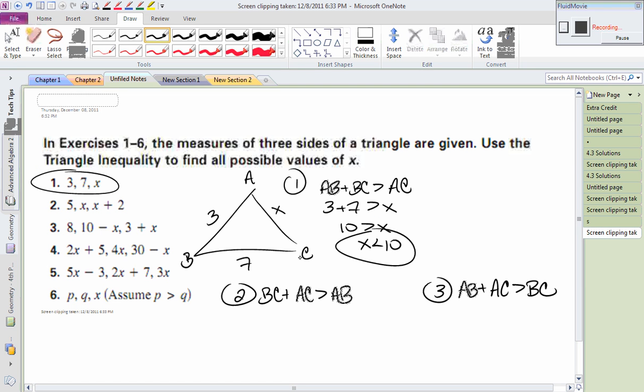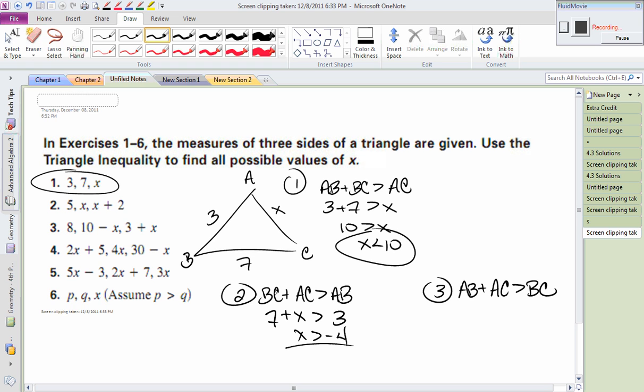Down here, we have BC plus AC. BC is 7, plus AC, which is x, has to be greater than 3. Well, x is referring to the length of a side of a triangle, and length or distance can't be negative. So we know right here that 7 plus anything positive is going to be greater than 3. And if you were to solve this, what you would end up with is x has to be greater than negative 4.